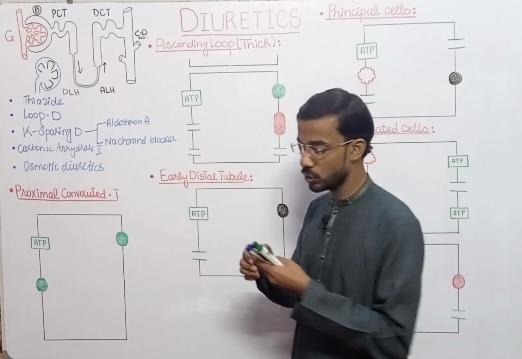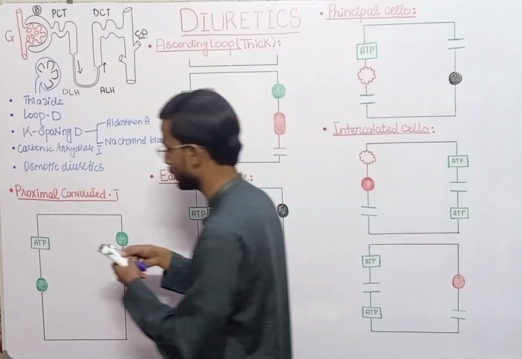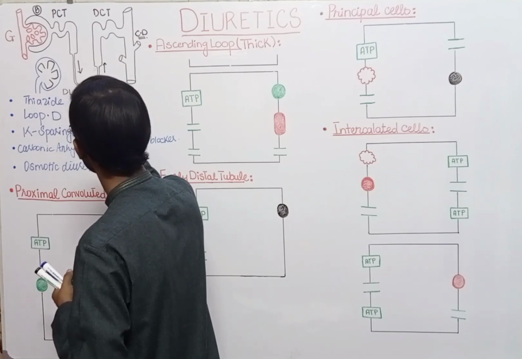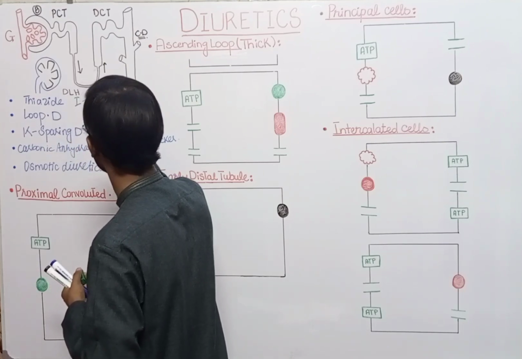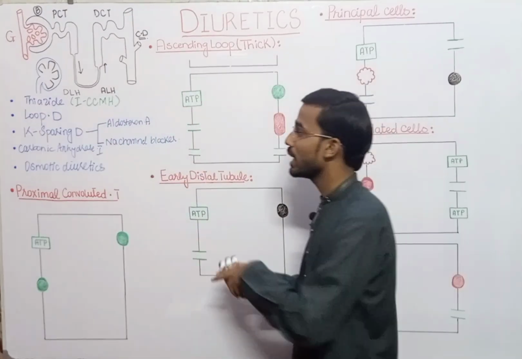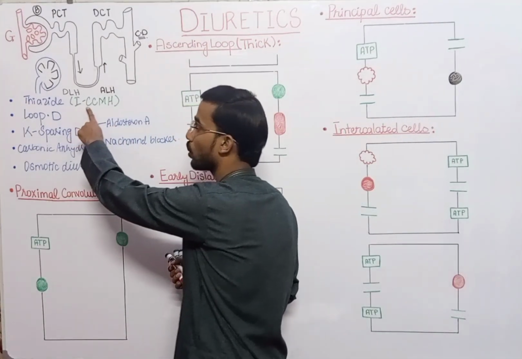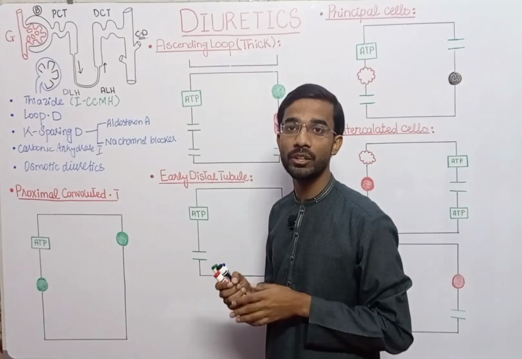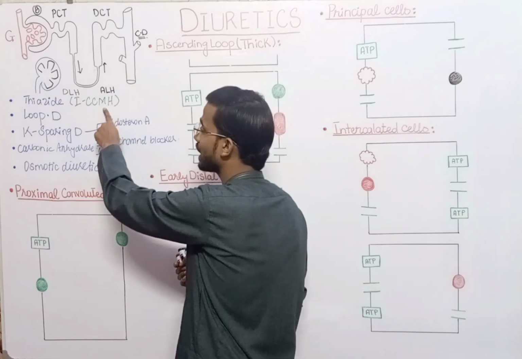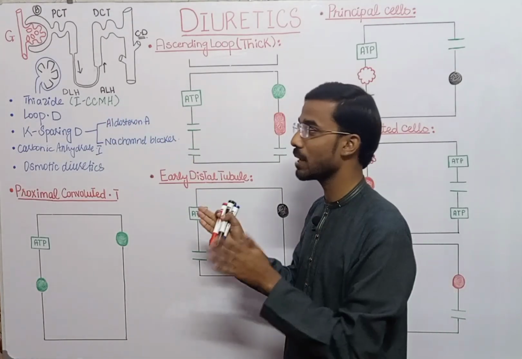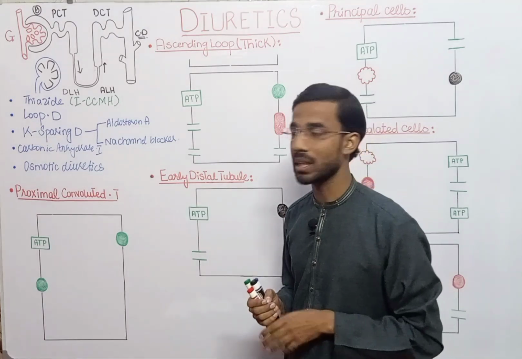The thiazides you will remember by the mnemonic ICMH, which includes indapamide, chlorothiazide, chlorthalidone, metolazone and hydrochlorothiazide. So these are basically the different types of the thiazides.